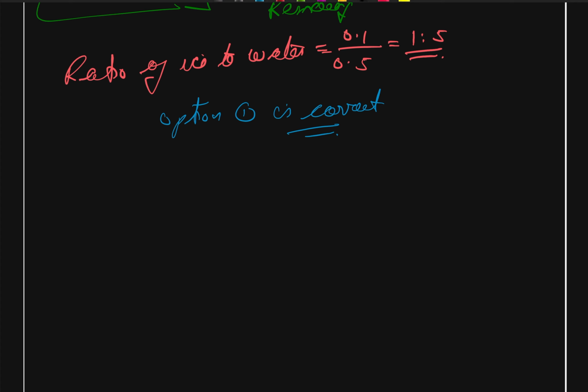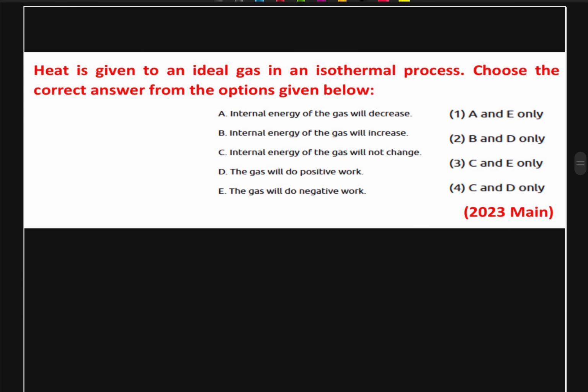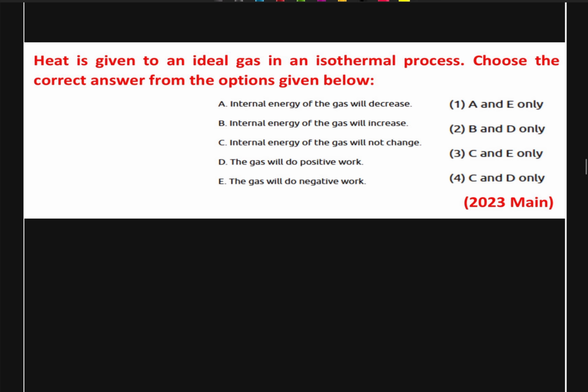Next question. It states that heat is given to an ideal gas in an isothermal process. Choose the correct answers from the options given below.